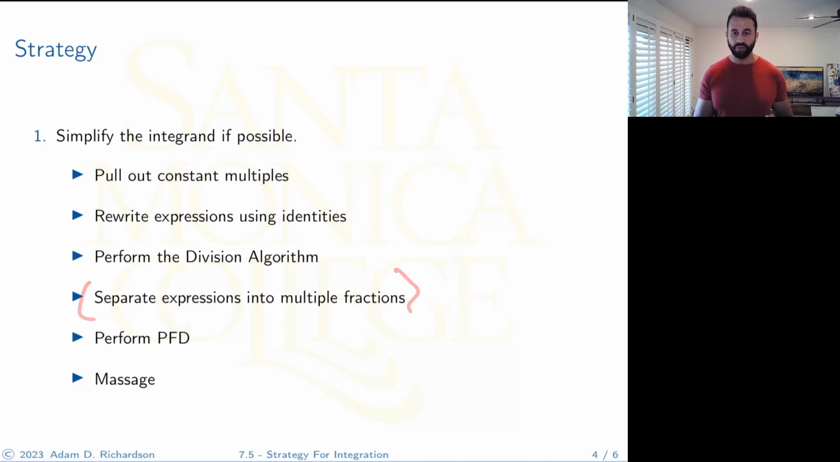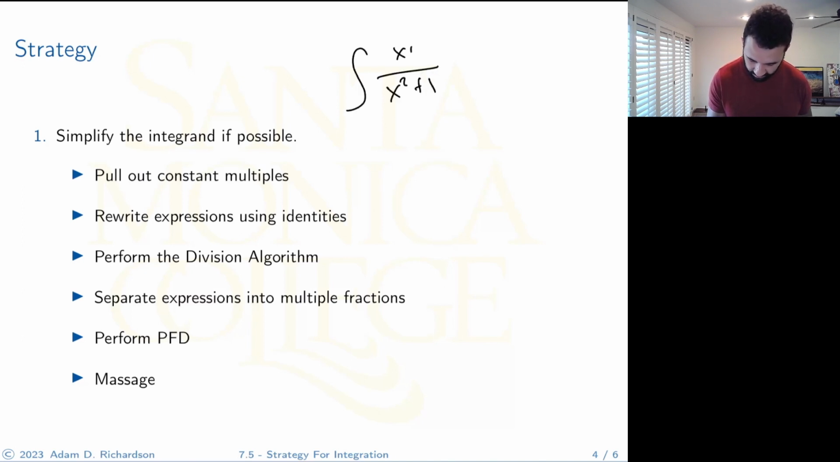Separate expressions into multiple fractions. This is a technique that I pointed out in the last lecture when we had this integral. If you remember it, it was the integral of (x plus 1) over (x squared plus 1). This one seems like it's going to throw you off, and you try to do a u substitution and it's not working. The thing to recognize is that you can rewrite this fraction as two simpler fractions because you have a sum in the numerator.